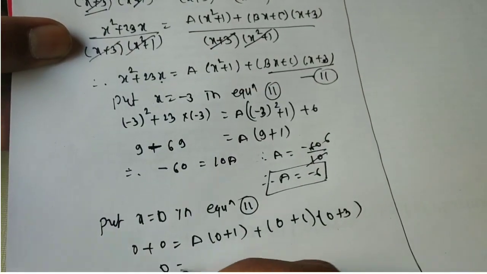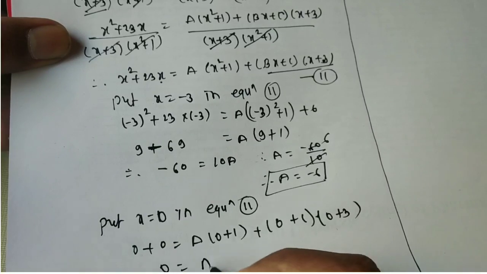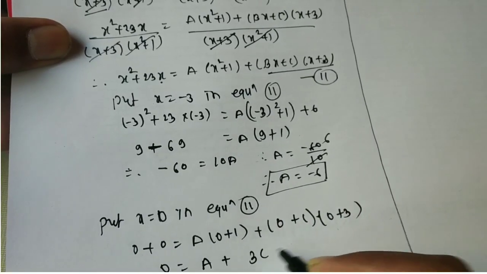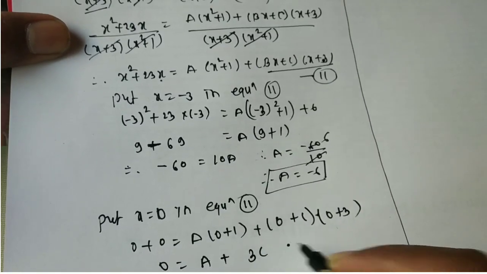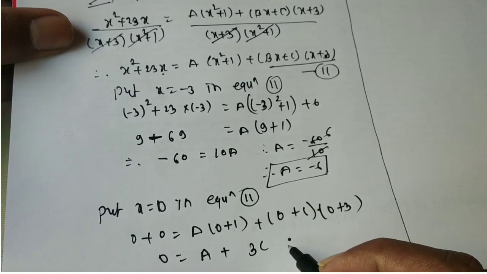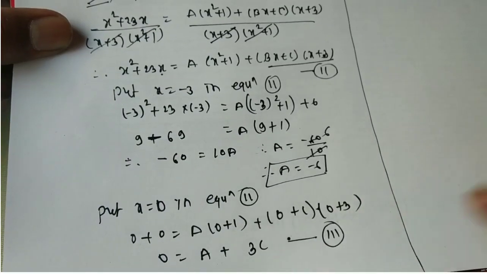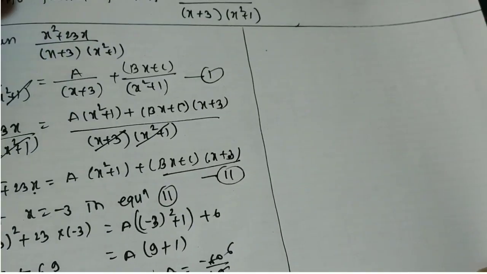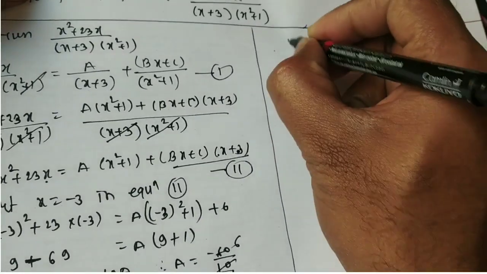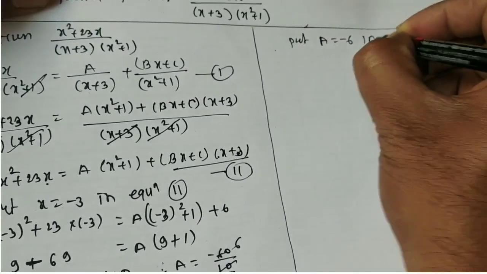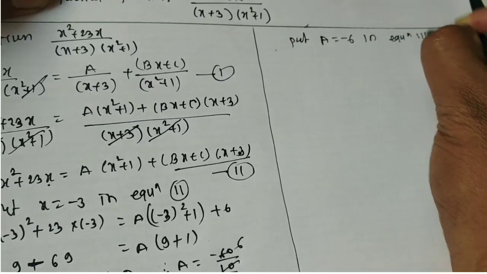So what you will get? 0 equal to a into 1, which is a. This is 3c, right? So a plus 3c equal to 0. So equation number 3rd. Now put a equal to minus 6 in equation 3rd.